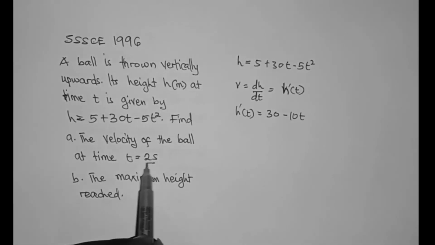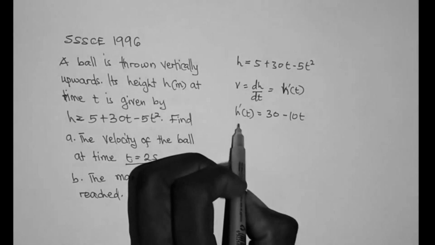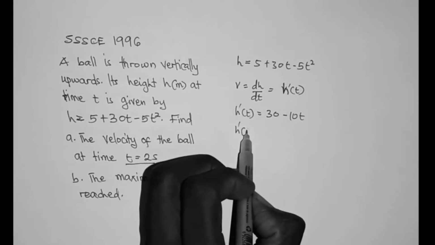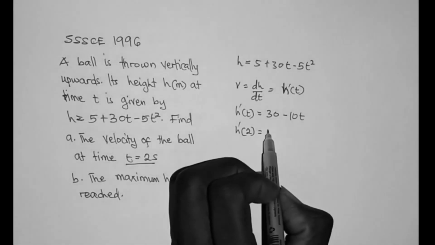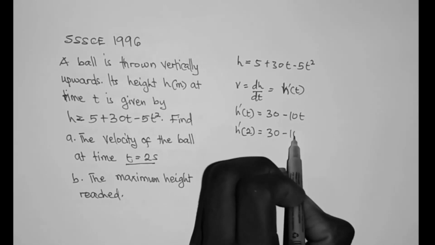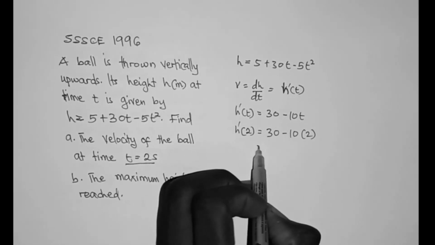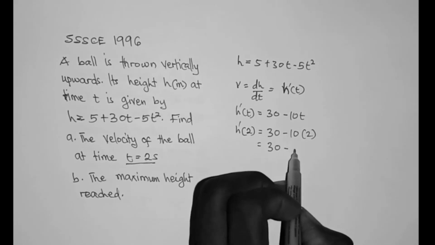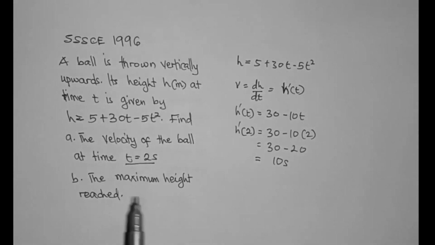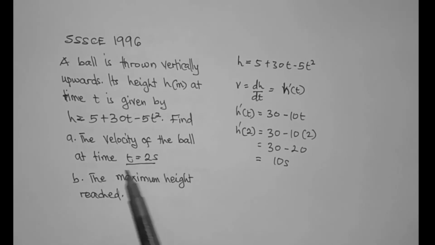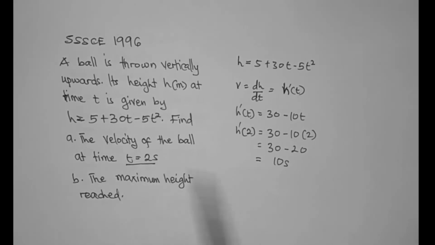However, we should find it at 2 seconds. So we need to find h prime of 2 because t is equal to 2 seconds. And that is equal to 30 minus 10 times 2. And this is equal to 30 minus 20. And this is equal to 10. So the velocity of the ball at t equals 2 seconds is 10. Then the B part says we should find the maximum height reached.